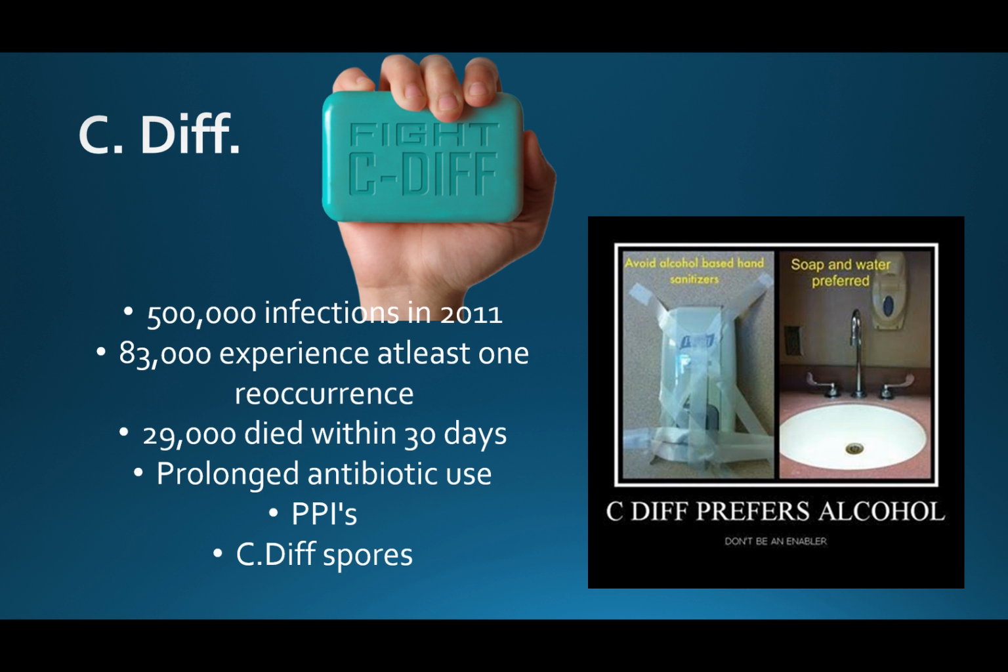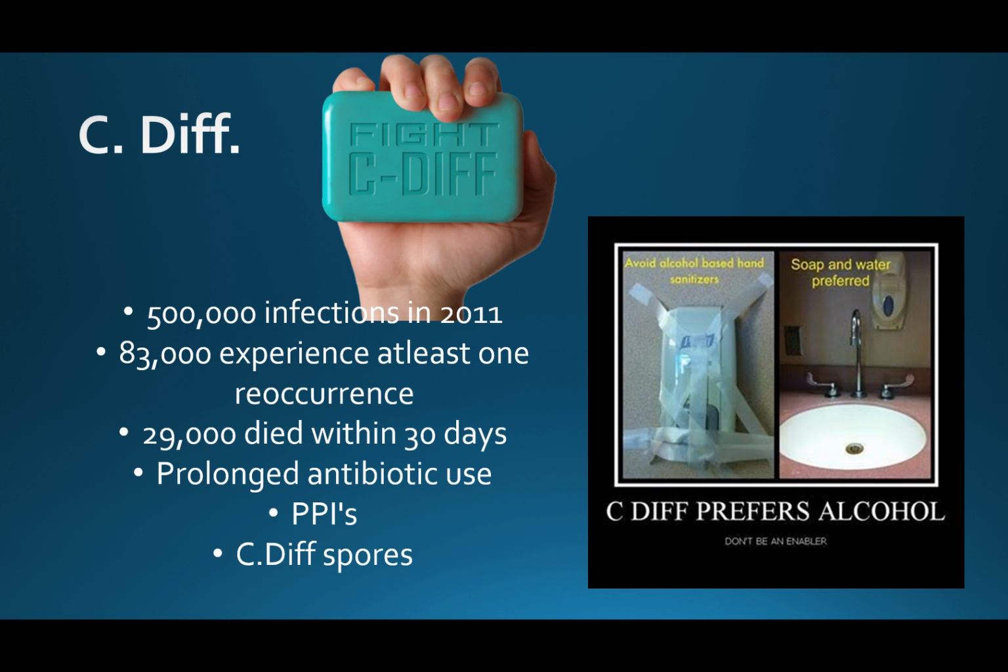Also, PPIs. According to MedSurg Nursing, PPI therapy was shown to nearly double the likelihood of C. diff because it shifts the pH in your GI system.